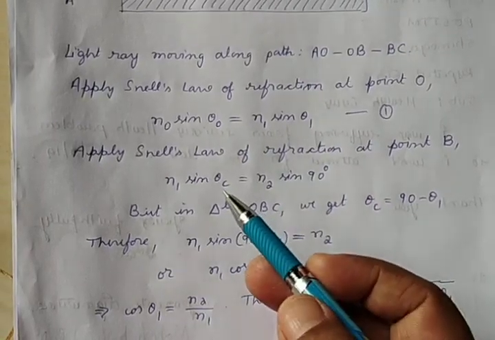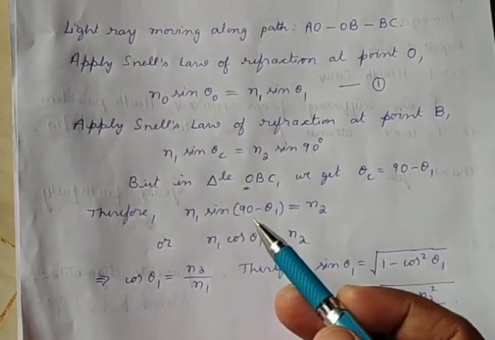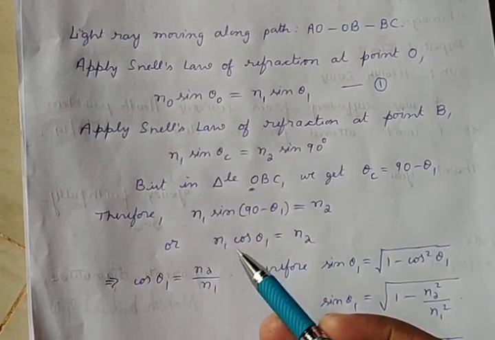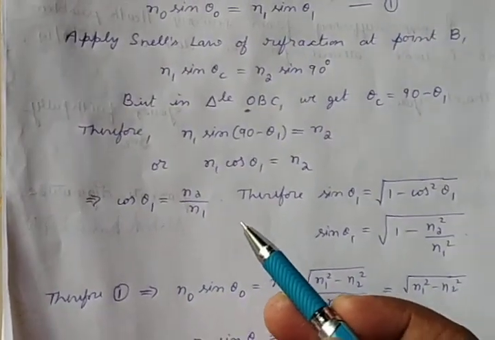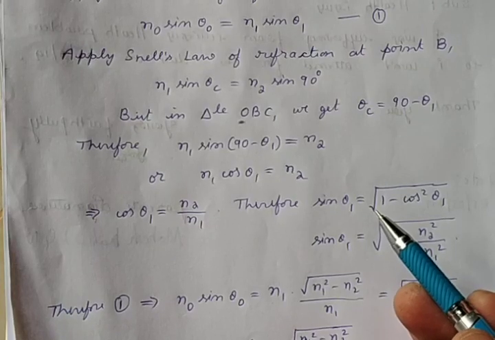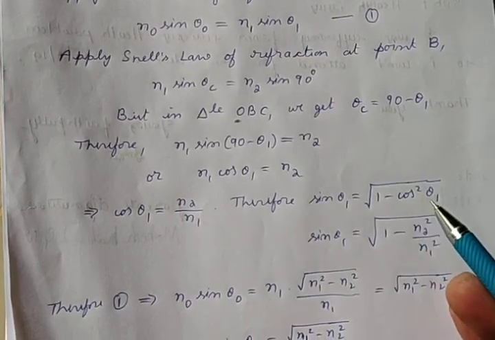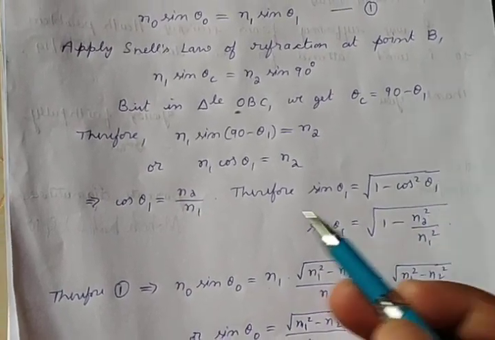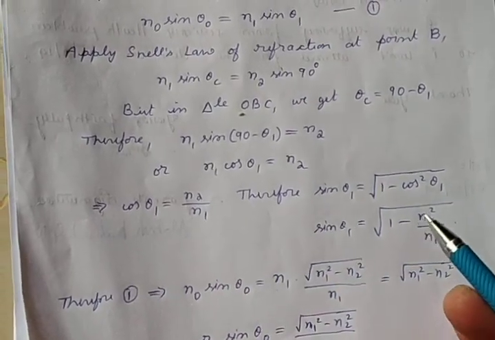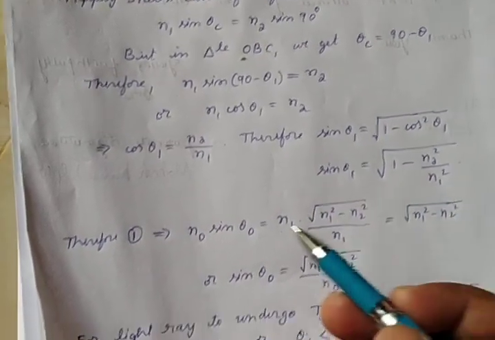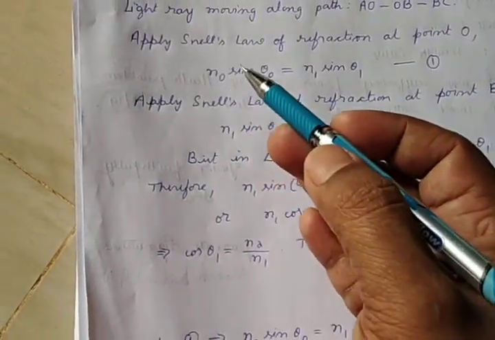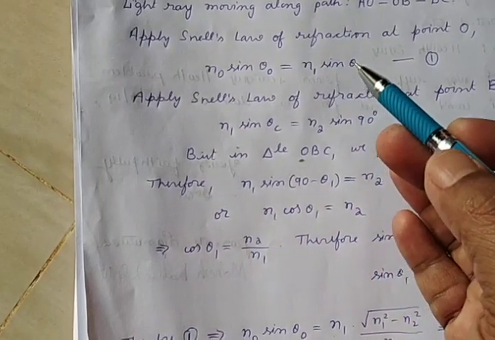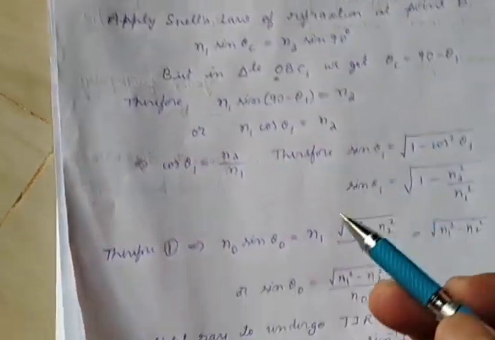Substituting in this equation, we can write n1 sin of 90 minus theta 1 is equal to n2, or n1 cos theta 1 is equal to n2. Therefore cos theta 1 is equal to n2 by n1, and sin theta 1 is the square root of 1 minus cos square theta 1. We can write cos square theta 1 as n2 square by n1 square. Now substituting in equation 1, which says n naught sin theta naught is equal to n1 sin theta 1, we can substitute sin theta 1 from this.